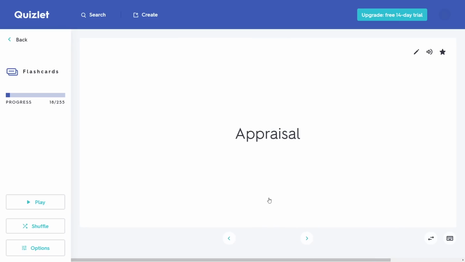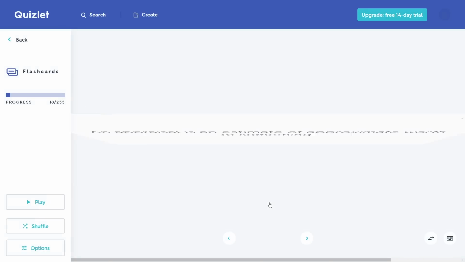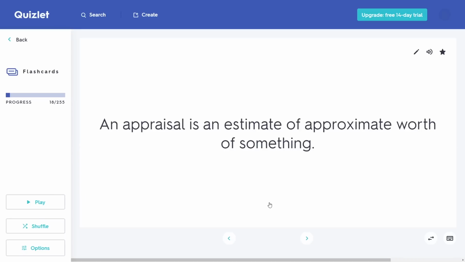All right, appraisal. Awesome. Okay, think that one over. Okay, you guys should know what an appraisal is, right? So an appraisal is an estimate of an approximate worth of something. So in our terms, when somebody appraises property, they find out the approximate worth of the property.